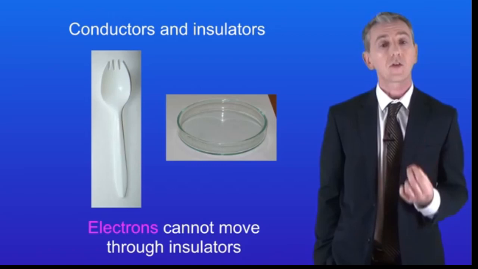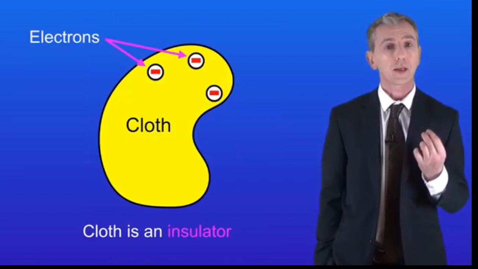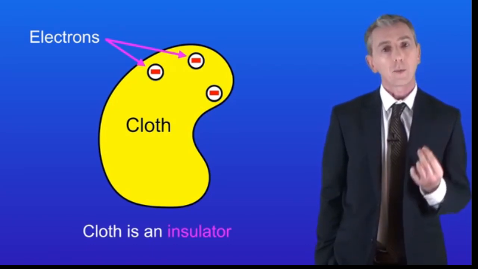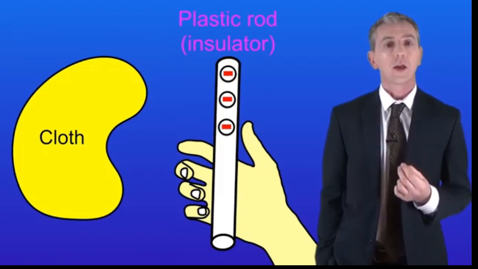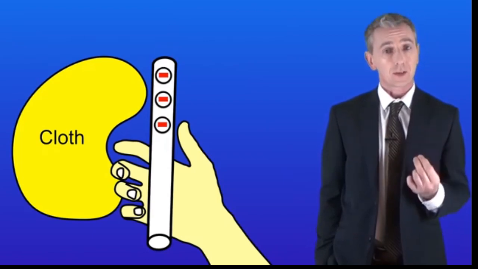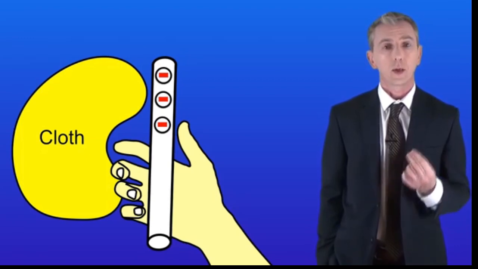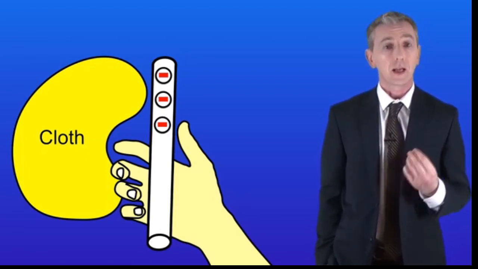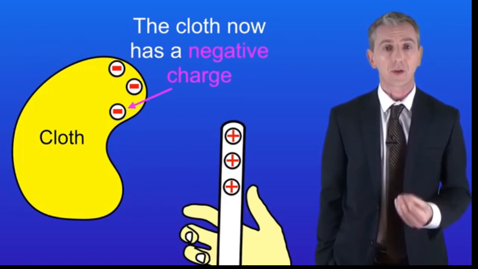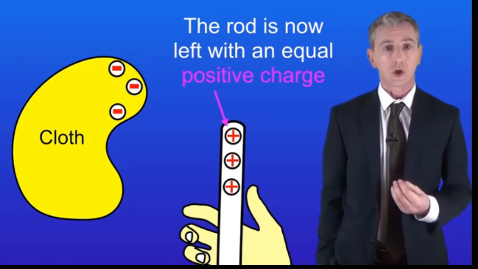Now, a good example of an insulator is cloth. Like everything, cloth is covered with electrons, but they cannot move through the cloth because cloth's an insulator. So now I'm going to bring a plastic rod over to the cloth, and I'm going to rub the plastic rod with the cloth. Remember that plastic is also an insulator and is also covered with electrons. Now, if we rub the plastic rod with the cloth, electrons can move from the rod onto the cloth, and that means that the cloth has a negative charge. The rod is now left with an equal positive charge.